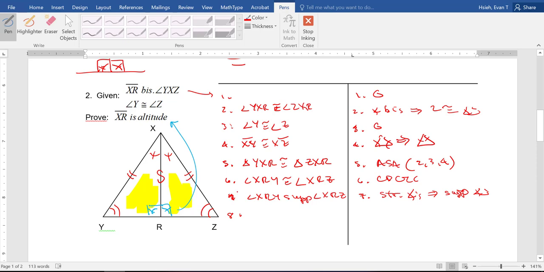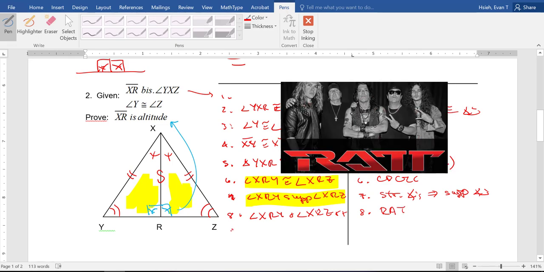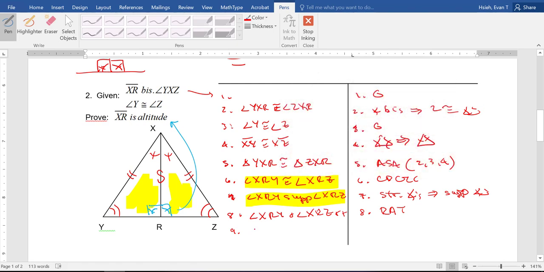And then in step 8, because I have these two things, I have two angles that are congruent and supplementary, I know that those are right angles. So angle XRY and angle XRZ are right because of RAT. Now I can say that because of RAT, they're perpendicular. So XR is perpendicular to YZ. You have right angles, you have perpendicular lines. And now I can say it's an altitude.